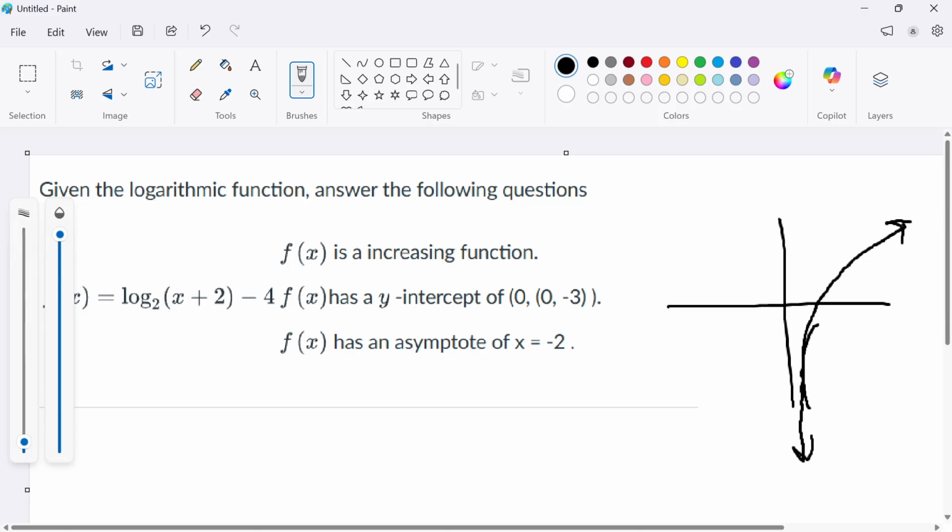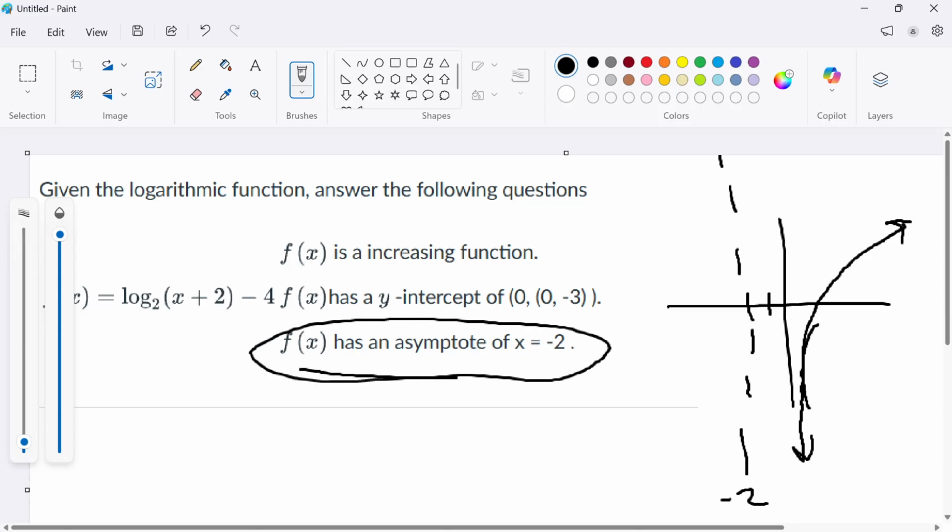You have to know these parent functions. If I do plus 2, I move it 1, 2 to the left. So instead of 0 being the asymptote, -2 is going to be the asymptote. That's that part. You don't know that right away, but x equals -2. Whatever's in the argument, set it equal to 0. x plus 2 equals 0. x equals -2 is the asymptote.